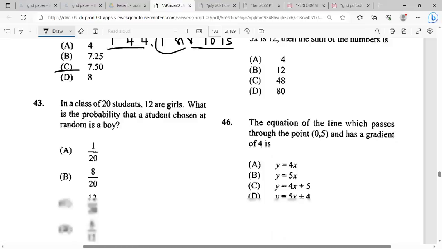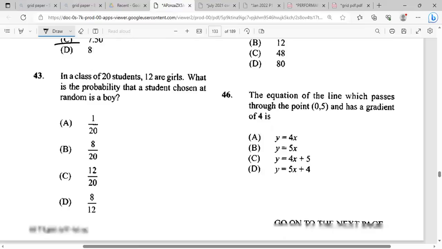In a class of 20 students, 12 are girls. What is the probability that a student chosen at random is a boy? So the boys would be 8 over 20. All right. So that is that.